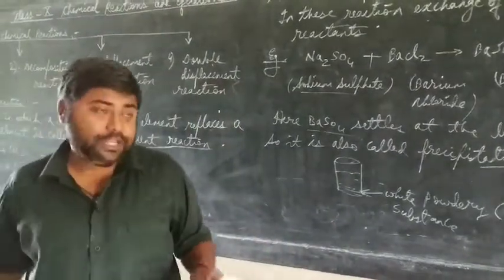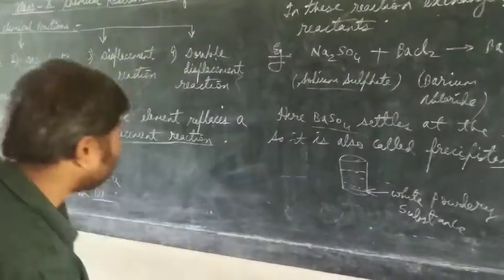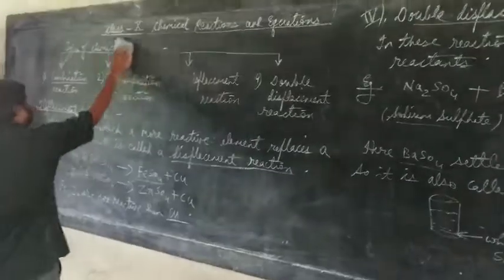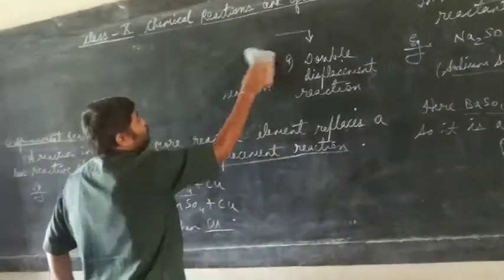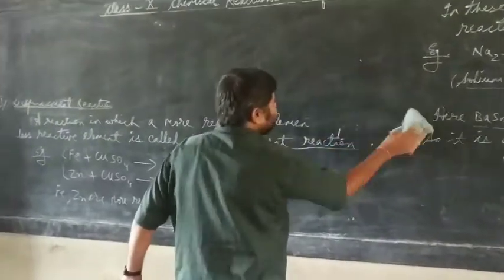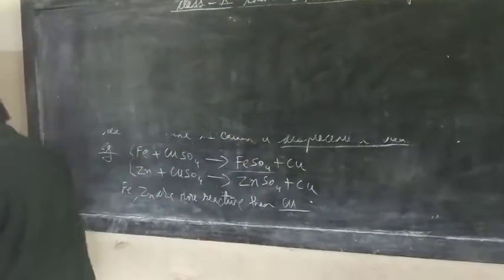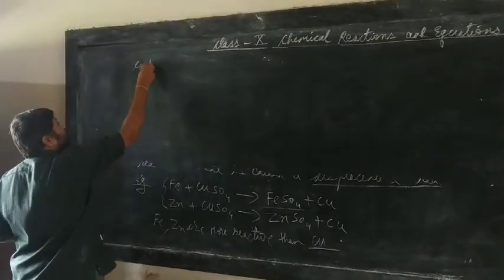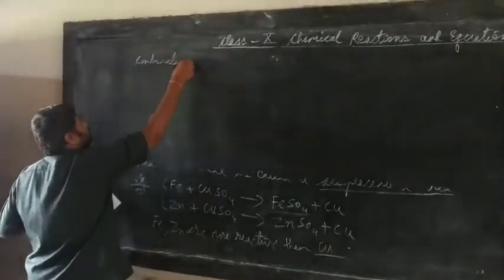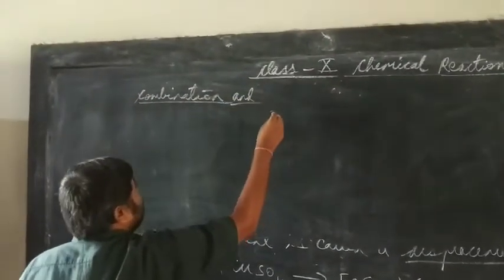Now, the last part which is left in your chapter is oxidation and reduction. Okay, that's a very simple and very short part. We will complete it in a few minutes. So, just have a look over here. What is oxidation and what is reduction? Okay. Now, this is the last part. Oxidation and reduction.